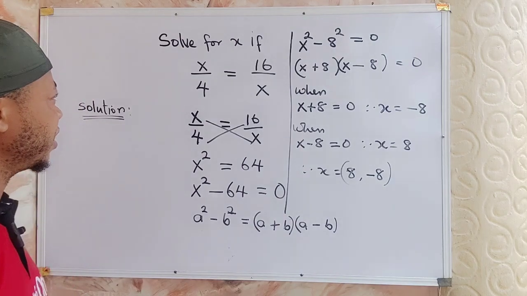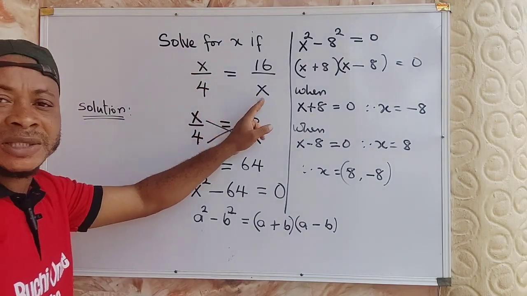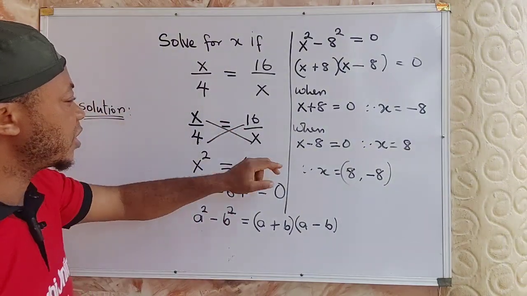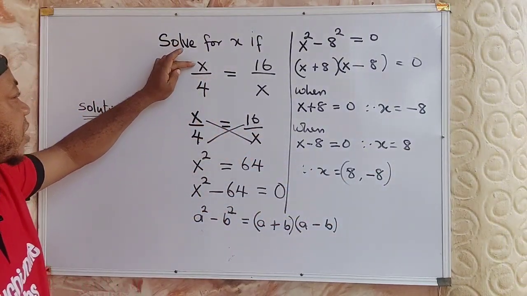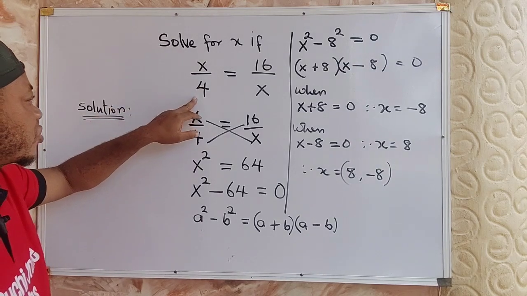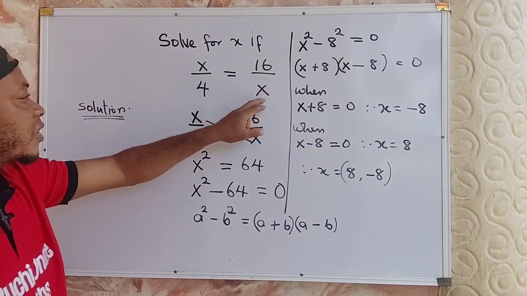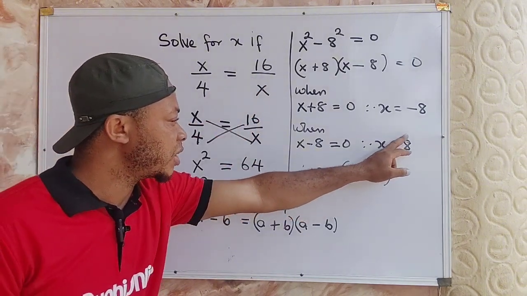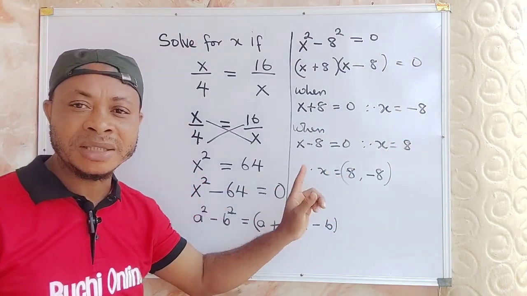But let us see the real value of x that will satisfy this particular question. Now, let's see when x is positive 8. If this is positive 8, that means 8 divided by 4 will give us 2. And this is 8. 16 divided by 8 will give us 2. That means the positive value of x, which is 8, satisfies the equation.